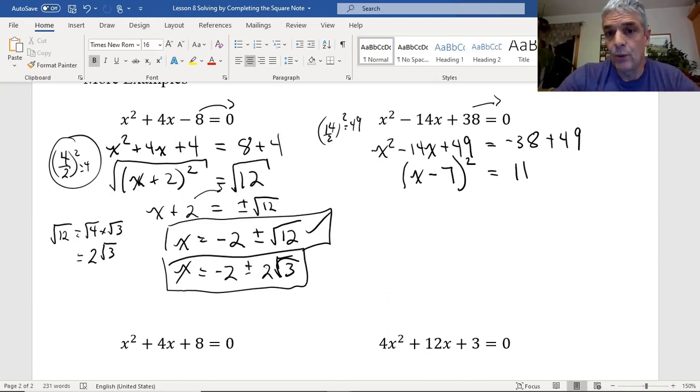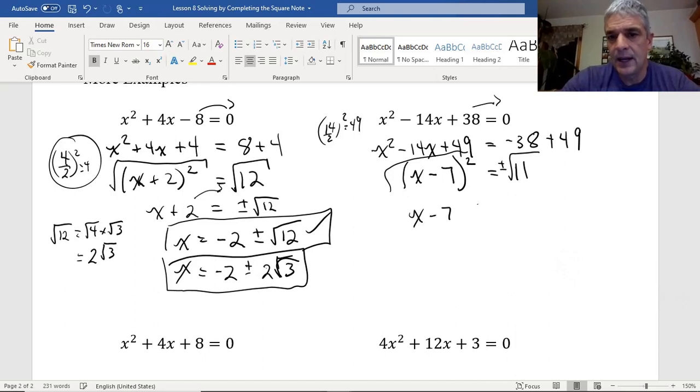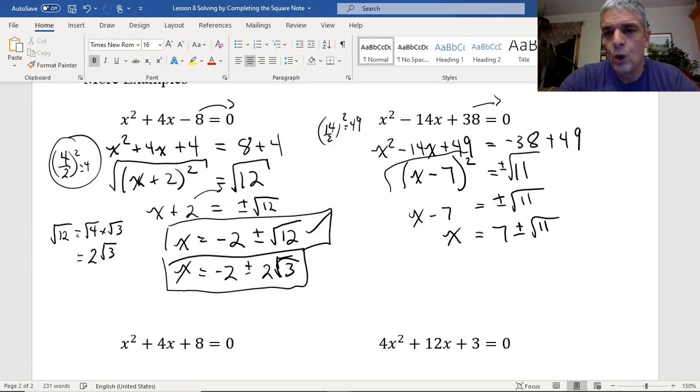Now, I'm going to take the square root of both sides. So I take the square root here, I take the square root here. Remember, whenever we take the square root of a number, we must include plus or minus on it. So I end up with x minus 7 equals plus or minus the square root of 11. And then the minus 7 comes over, and it always goes in front of the square root, and we end up with 7 plus or minus the root of 11. And there's no perfect square that will multiply into 11, so that will be your final answer.